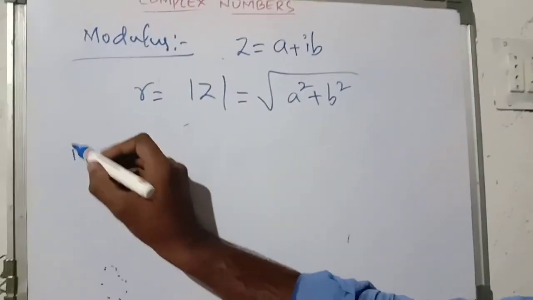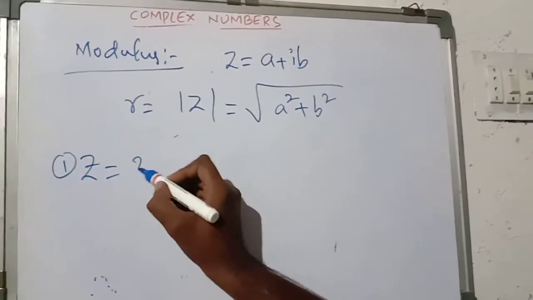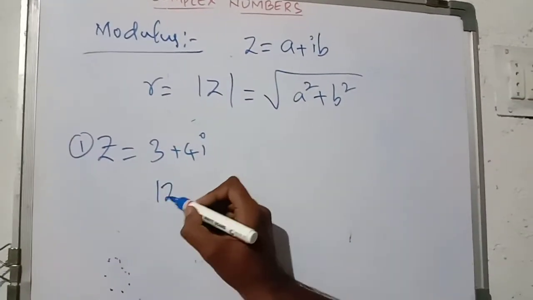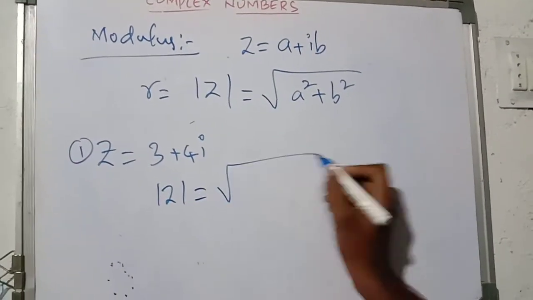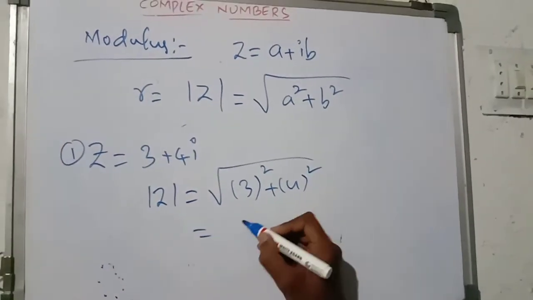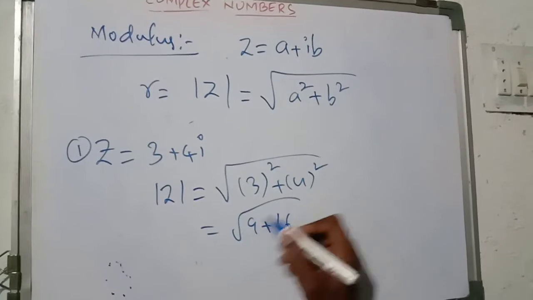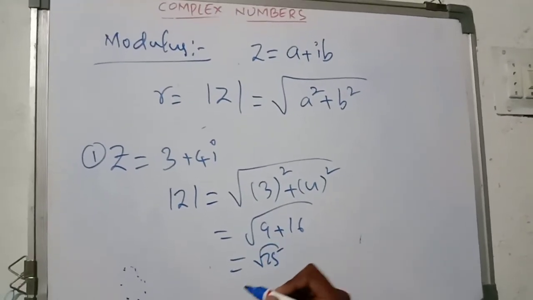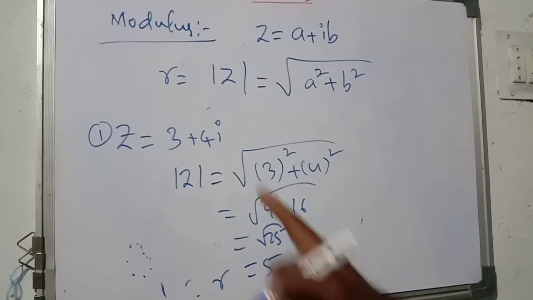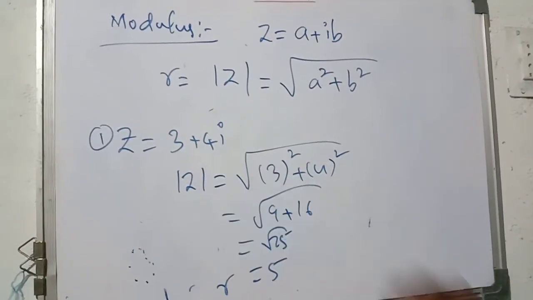Let us take one example, z equals 3 plus 4i. For this, the modulus of z equals under root of 3 square plus 4 square. So the answer is 9 plus 16, under root of 25. The answer is 5. So r equals 5 is the modulus value of the complex number 3 plus 4i.